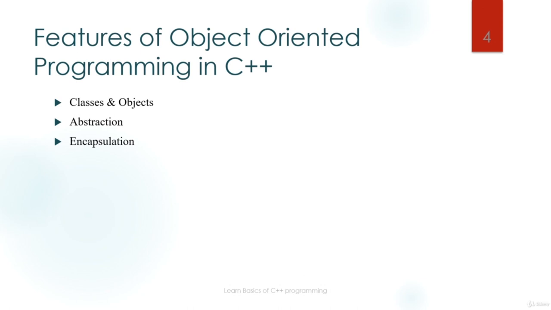Inheritance. In this, objects of one class acquire the properties of the objects of another class. This provides code reusability. Polymorphism: the ability to take more than one form, when one task is performed in different ways.